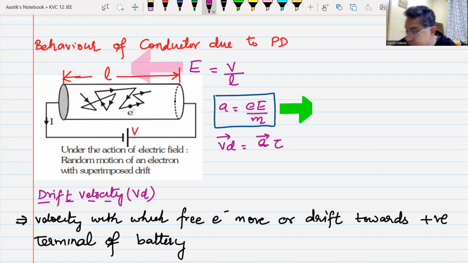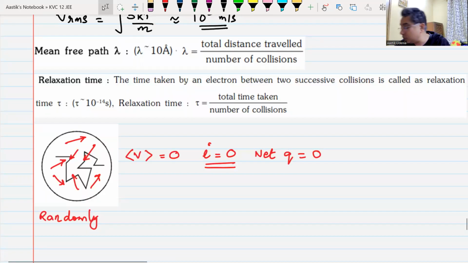Torque. Torque. Hey Bhagwan. Tau. Tau, tau, tau. Relaxation time, sir.